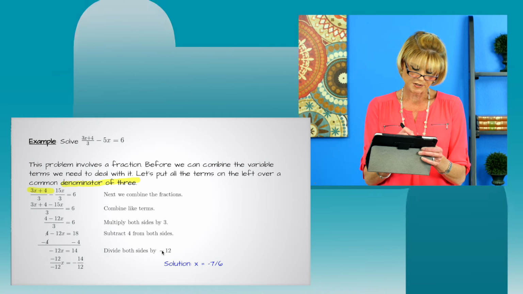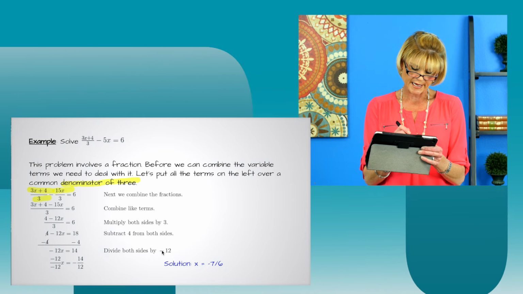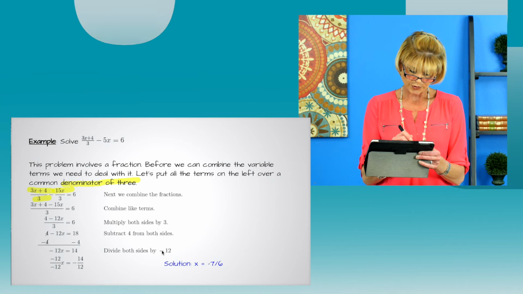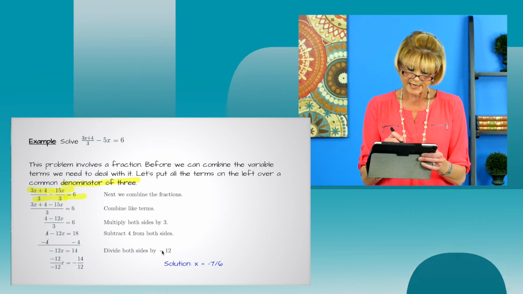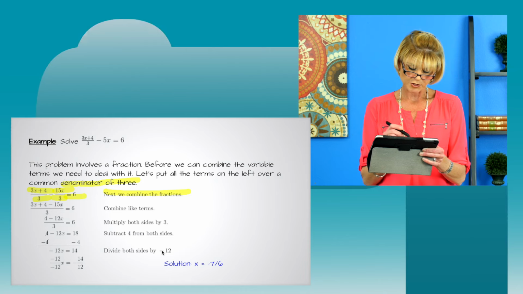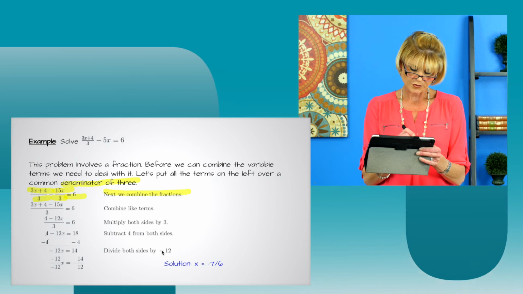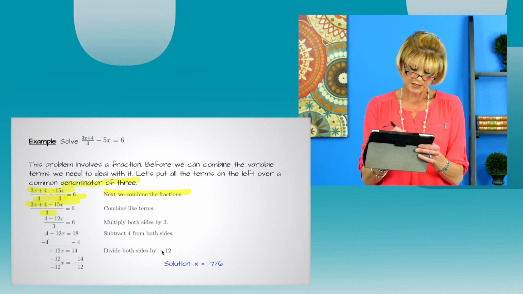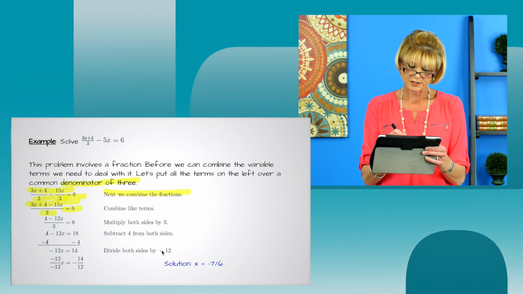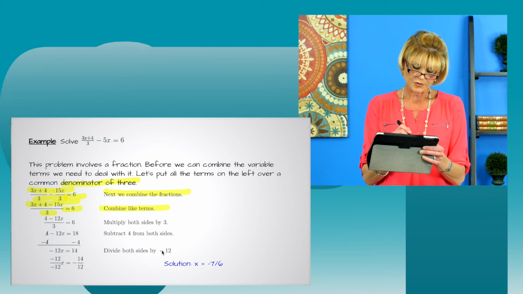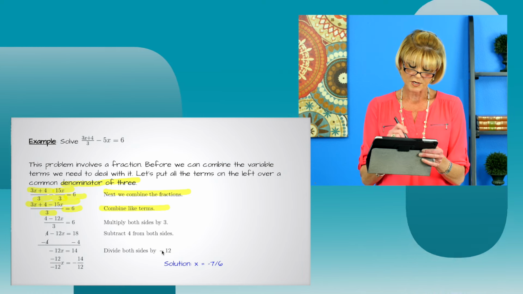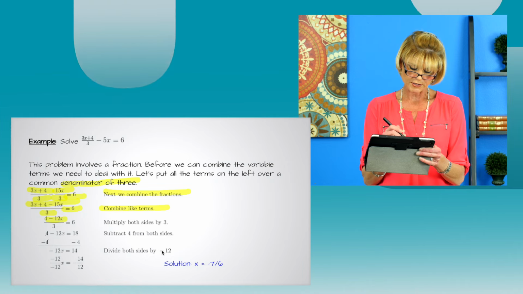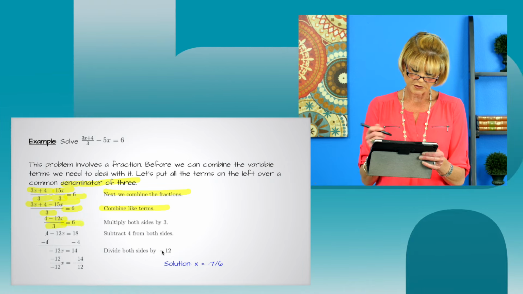So now we have 3x plus 4 over 3 minus 15x, because when we multiply 5 by 3, we get 15, over 3 equals 6. Next, we're going to combine the fractions. So now we have 3x plus 4 minus 15x over 3 equals 6. Next step would be to combine like terms. So now we have the 15x and the 3x, so that gives us 12x. So we have 4 minus 12x over 3 equals 6.